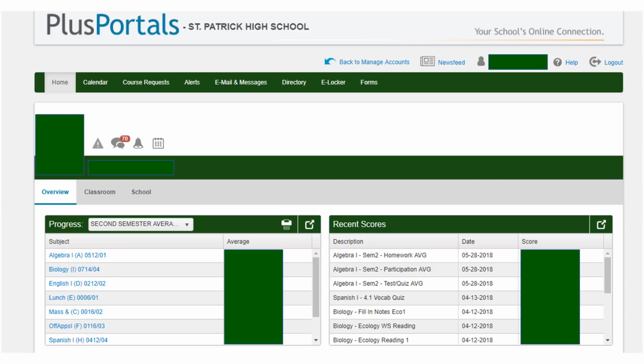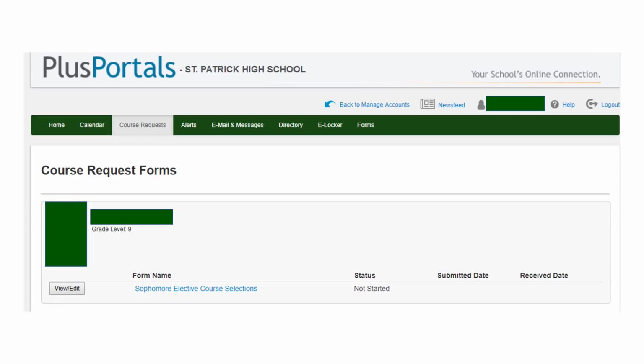So when you log in, you're going to go to the link here that says Course Requests. Once you click on that, it's going to take you to the next page where you're going to find a document that says Sophomore Course Elective Sheet. Then you're going to click on the View Edit link.